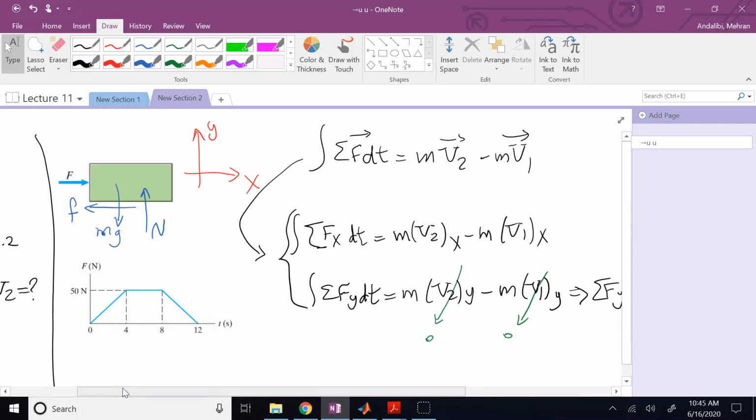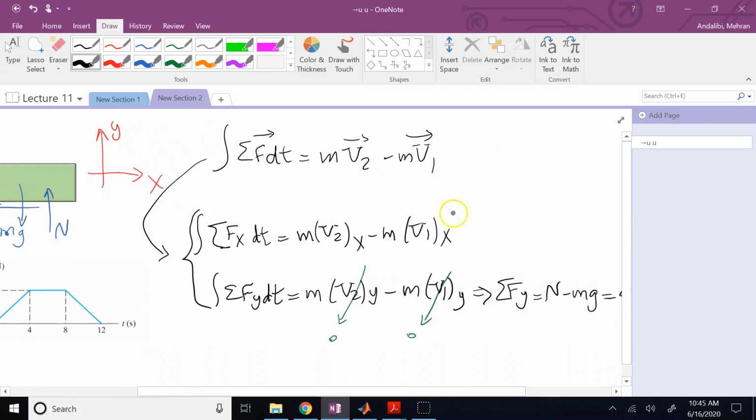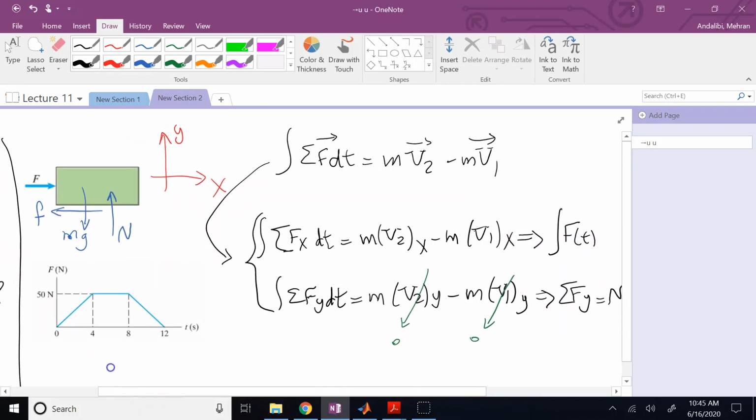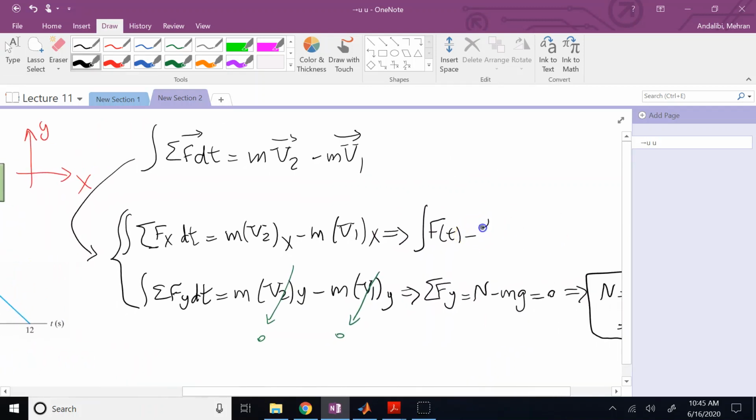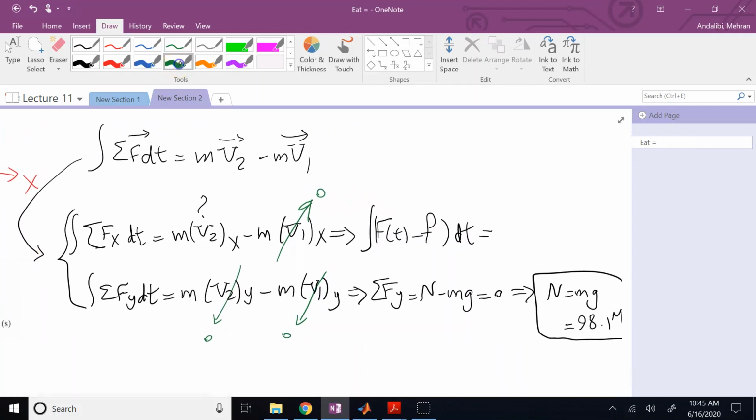Now, if I go in the x direction, the sum of forces in the x direction is equal to what? The integral of F of t, right? This force, minus friction. This is the sum of the forces. If I integrate this versus time, this is equal to mv2, which I don't know, minus mv1, which is 0, because I start from rest, and m is 10, times v2x, which is the unknown of the problem. Good, so it seems like I can use this.